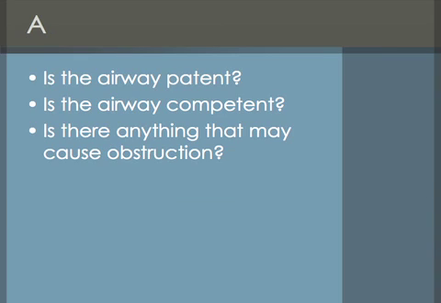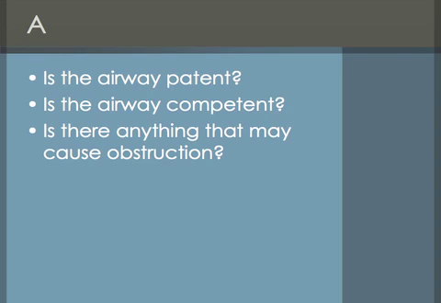We always want to make sure that the patient's airway is patent, being able to move air in and out of the airway, that the airway is competent, that the patient is able to maintain their airway on their own without any airway adjuncts. We also want to make sure that there is nothing that could cause obstruction of this airway. These things we're going to talk about in detail.